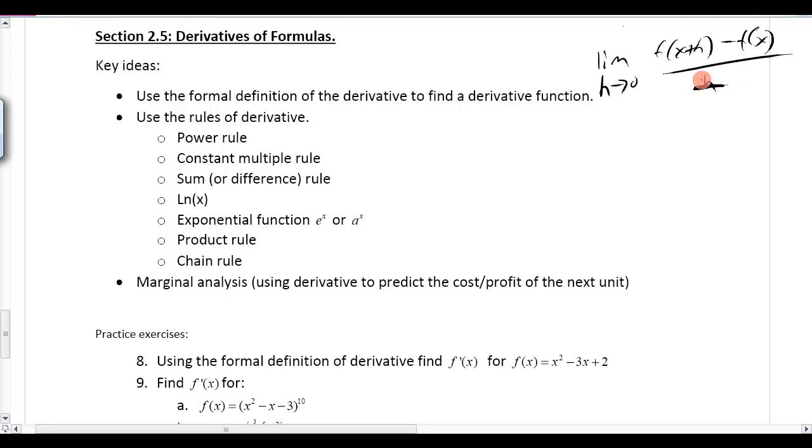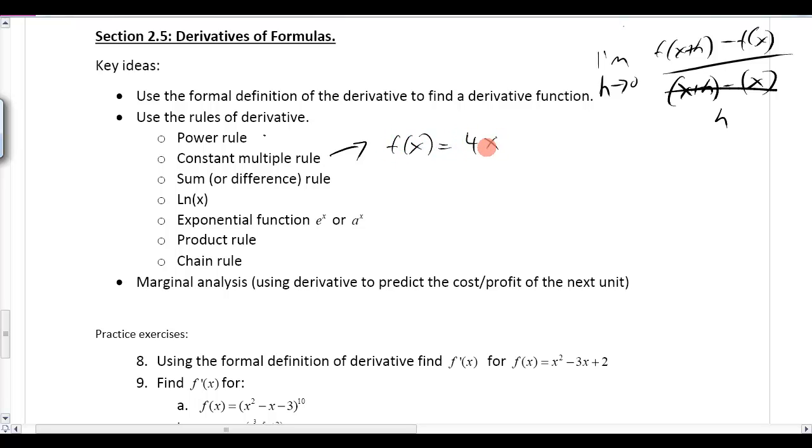Which is really, if you remember, that's really not h down there. It's really x plus h minus x because it's slope, but then that simplifies down to just h. Okay, so you need to know all the rules of derivatives: power rule, constant multiplier rule. The constant multiplier rule is one we didn't spend a lot of time talking about in class because it was just kind of common sense.